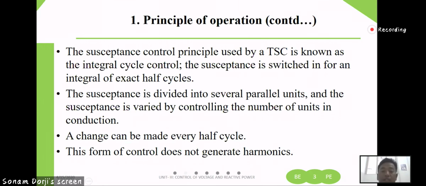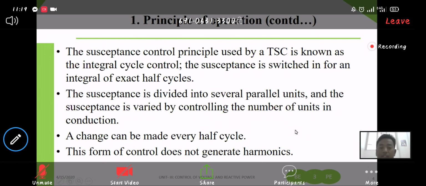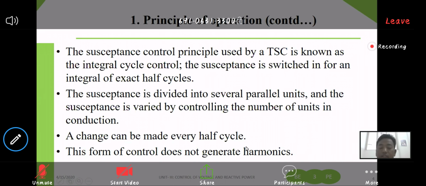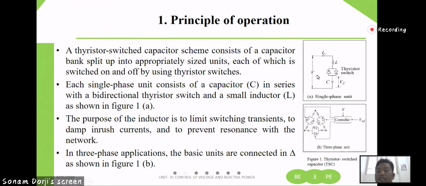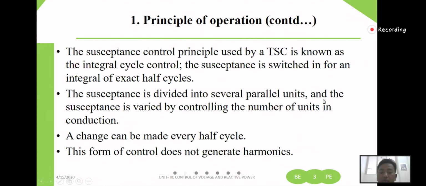But what we can say is if the load is inductive in nature, there will be harmonics. If it is capacitive, then there won't be harmonics. That's why this switching is not generating any harmonics, because it is a capacitive one. This inductance is not functioning as a compensation element like the TSC, but is only there to prevent the inrush current. Okay, so that's about the TSC basic operation.